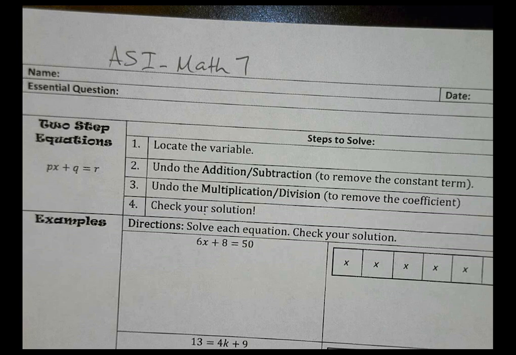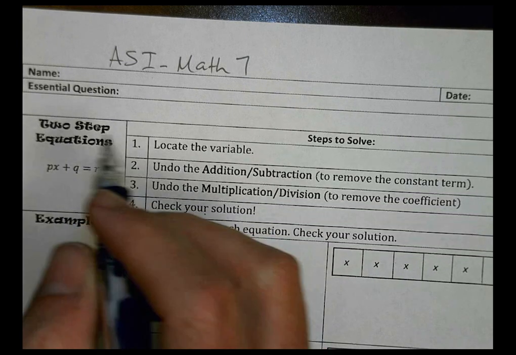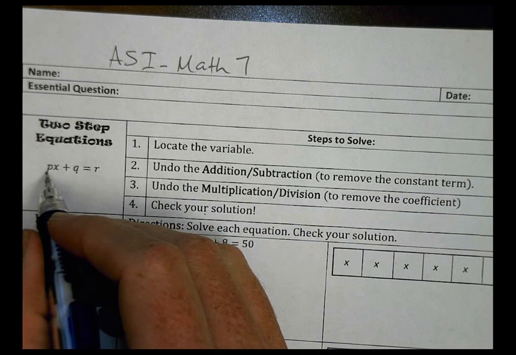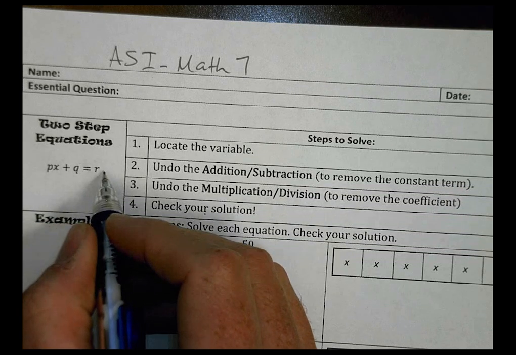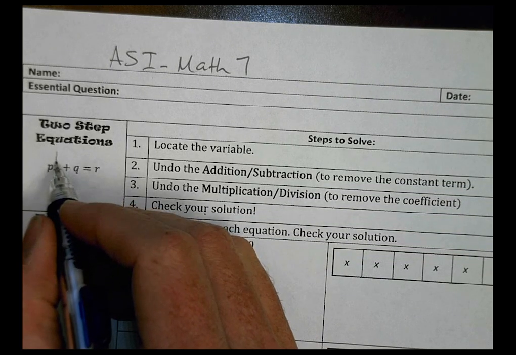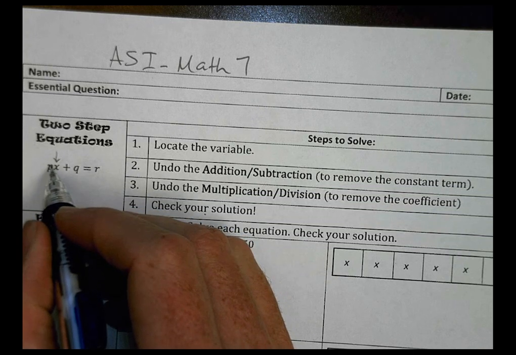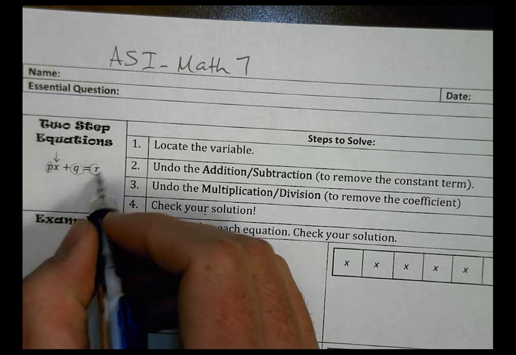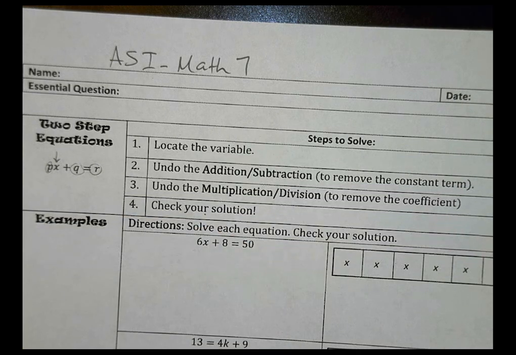These are our classroom notes looking at how to solve two-step equations where you have something like px + q = r, and so we're trying to solve for, in this case, x. Meaning we're trying to get rid of all these numbers and have the numbers just equal the one variable there.